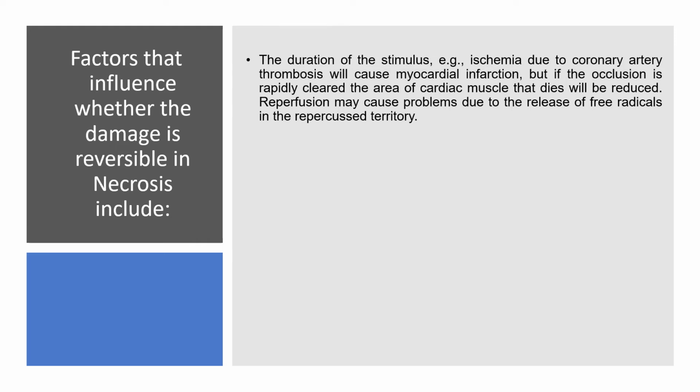Number one is duration of stimulus. For example, ischemia due to coronary artery thrombosis will cause cardiac infarction, but if the occlusion is rapidly cleared, the area of cardiac muscle that dies will be reduced. Reperfusion may cause problems due to the release of free radicals in the reperfused territory.